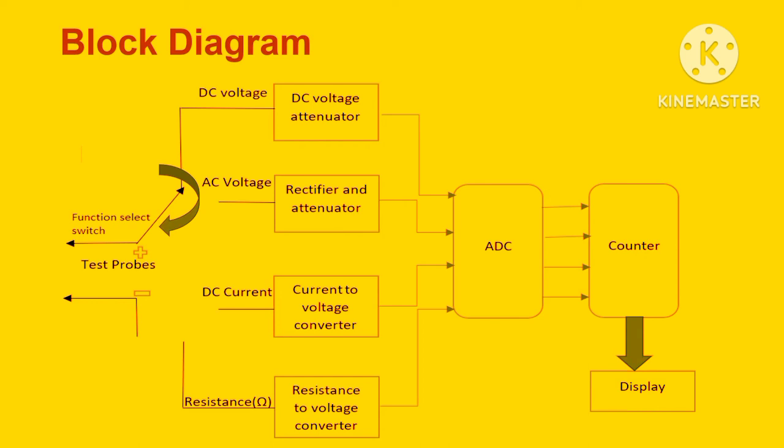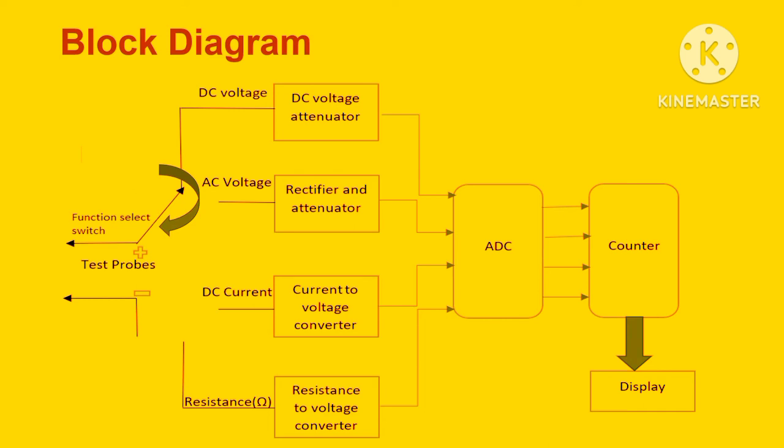Now next, the resistance to voltage converter. Now the input probes are connected to this block via the function selector switch. Now a known DC current from a constant current source is passed through the unknown resistance to produce a DC voltage proportional to the resistance value.